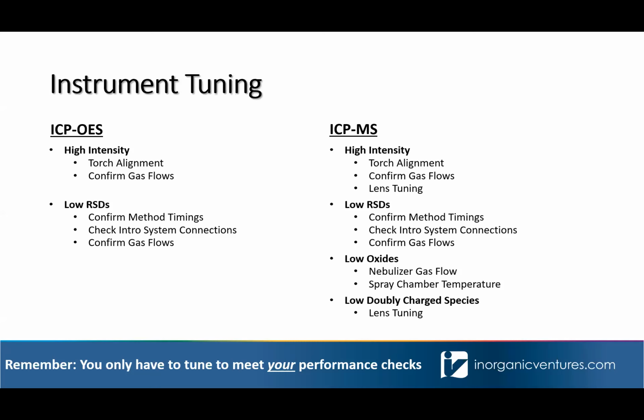So on the slide are basic goals for tuning. On an ICP OES, what you're looking for in your tune is a high intensity of the elements that you're looking at, as well as low RSDs. So you want good precision coming out of your instrument. On the mass spec side, you want to see the same things, but in addition, you want to make sure you're seeing low oxides, and low doubly charged species on your detector.